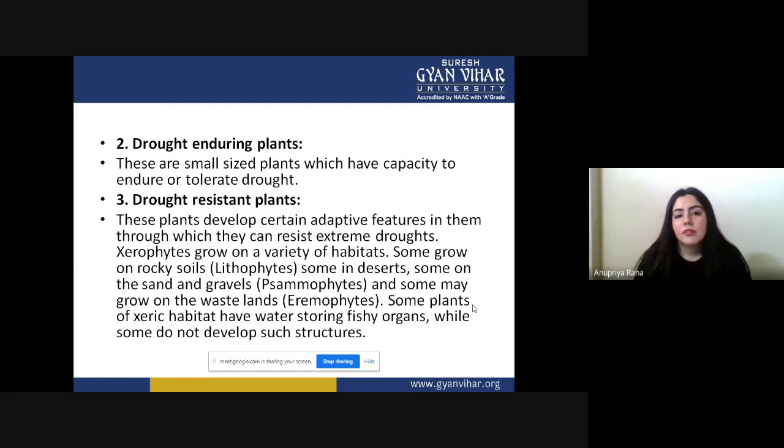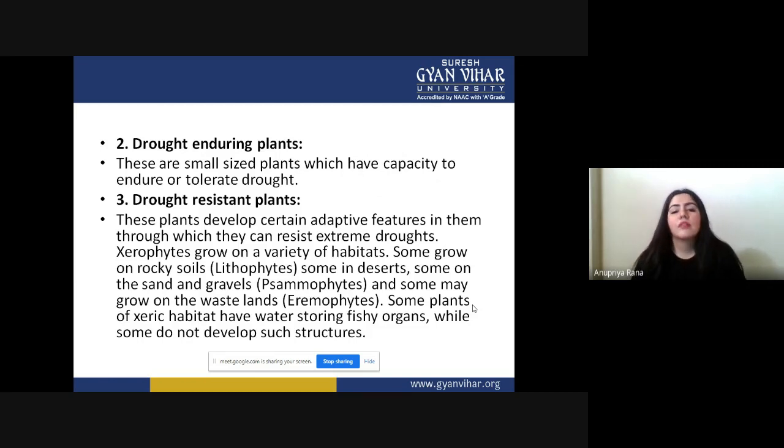The second plant is the drought enduring plant. These are small plants which have the capacity to endure or tolerate drought. So they are just opposite to the ephemeral plant. They have to live throughout the water deficit condition. So if there is no water, still these plants can live. Those are the true kind of xerophytes which endure or tolerate drought.